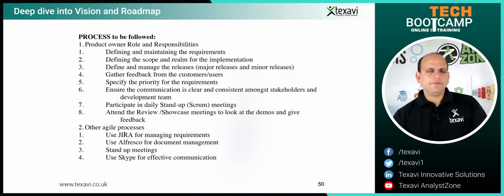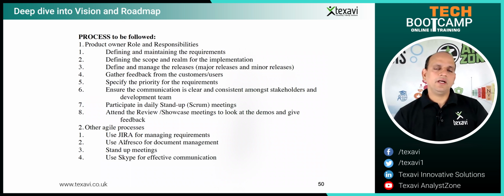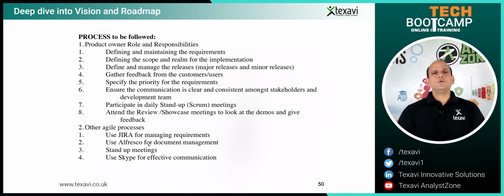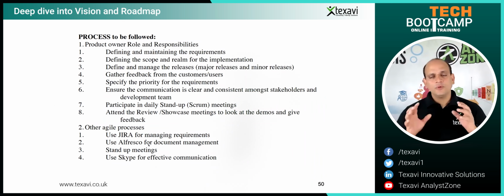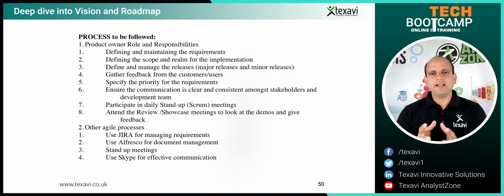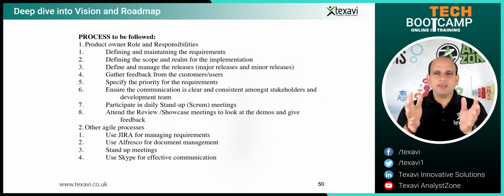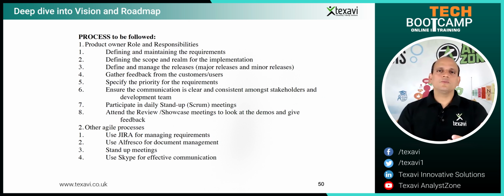You can see that we have also said that we need to have other agile processes like Jira. We'll use Jira for this, Alfresco for document management, and Skype for stand-up meetings. So the tools and other techniques. You get to see that this is a roadmap. This is a real life example of a roadmap that we set for the customer for a product. Here we're not talking about the detail, we're not talking about the implementation of the solution, but we specify what is to be achieved by when.